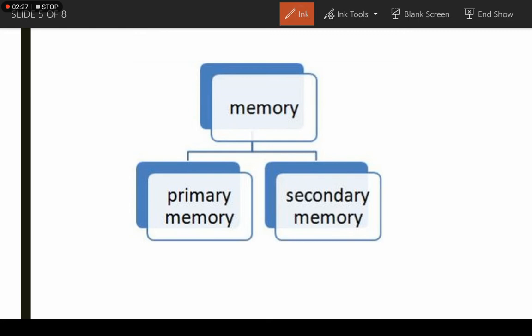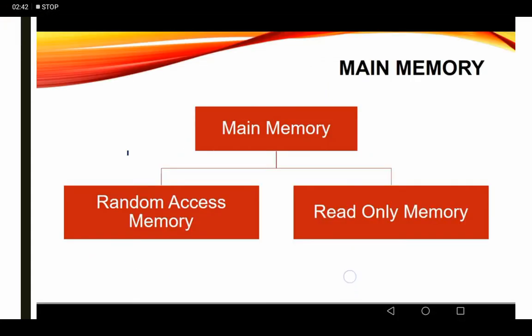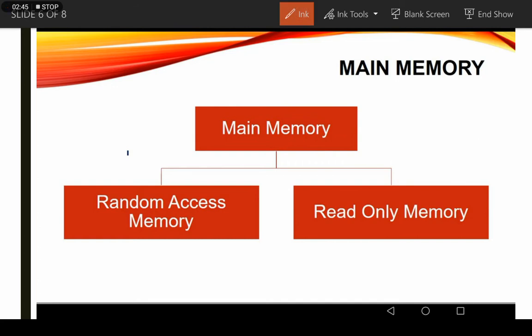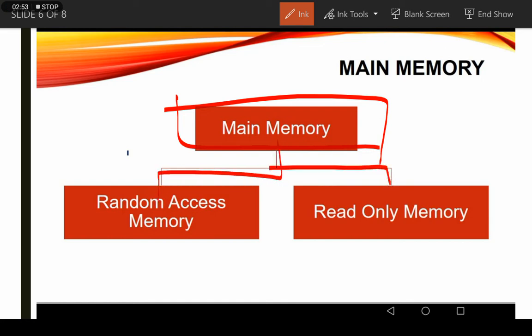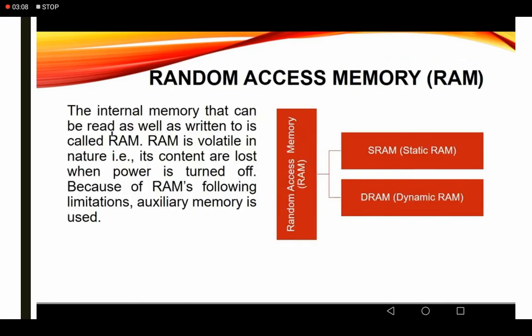So as you can see, memory is basically of two types. First one is primary memory, second one is secondary memory. Today we will discuss primary memory. Primary memory is also known as main memory. Our primary memory is also of two types. First one is RAM or random access memory, and second one is ROM or read only memory. These two types are main memory or primary memories.